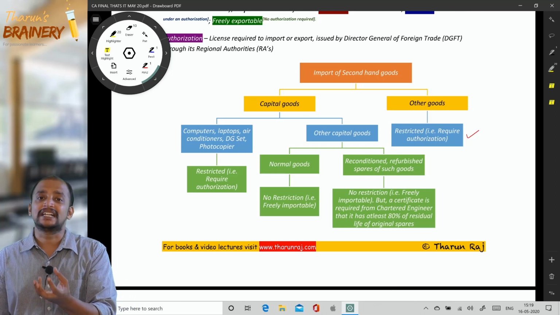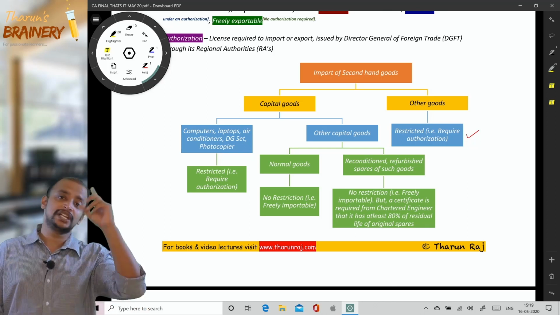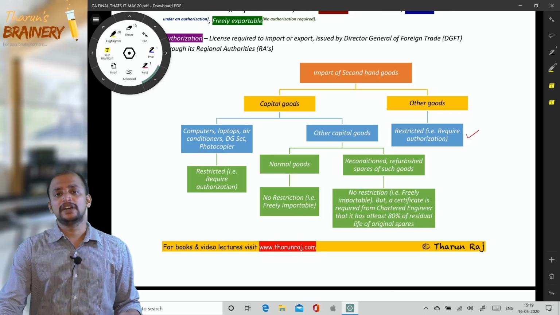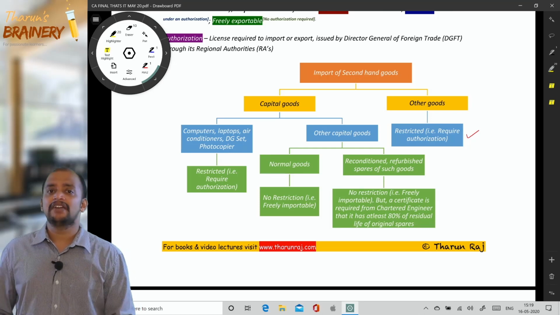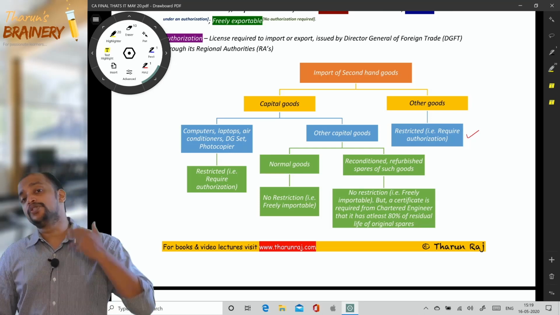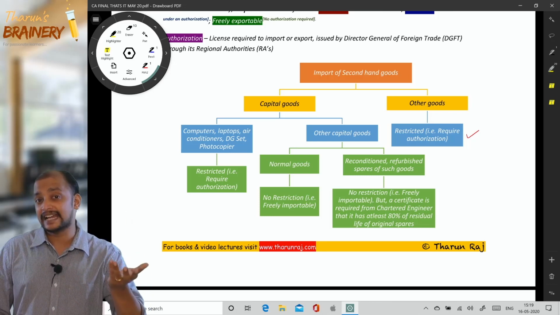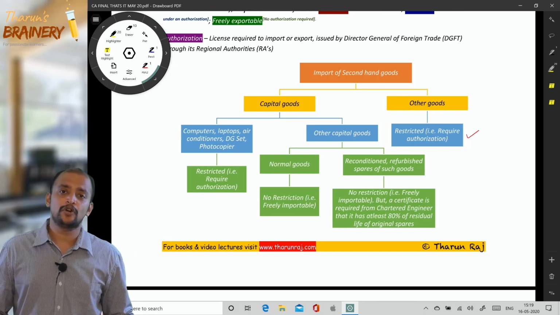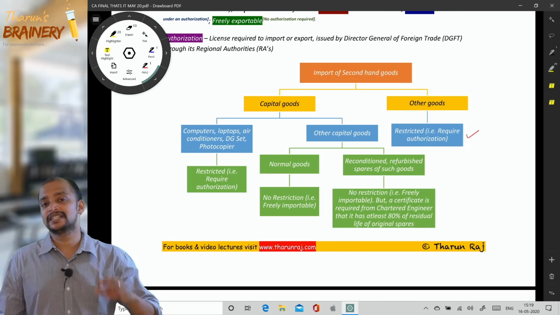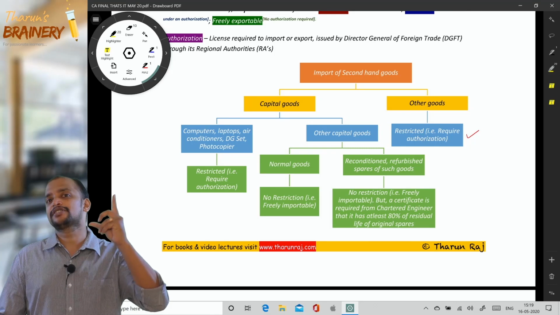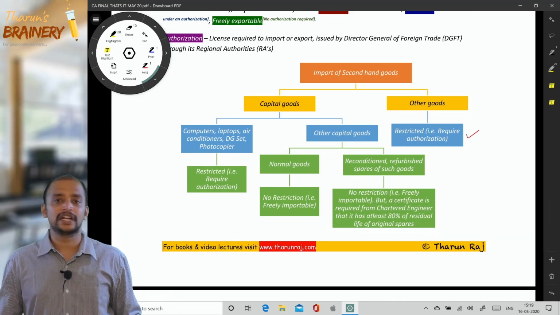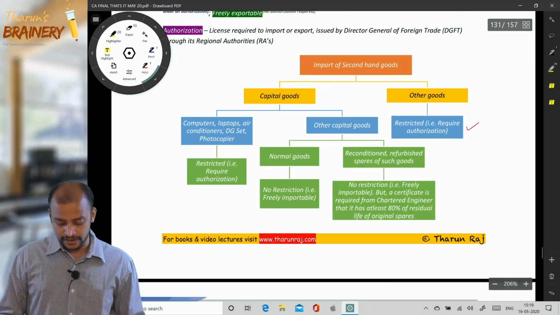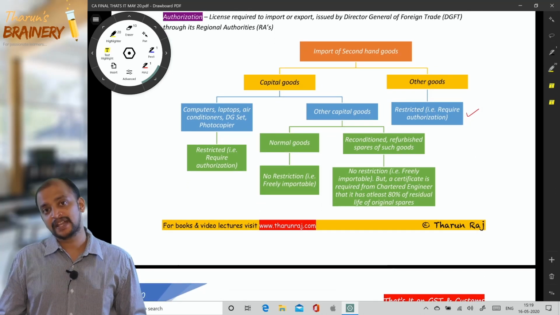That spare should have at least 80% of the original spare's value or life. That is, we are importing a spare, its life is 8 years, its original part, that is not a second hand or a first hand one, is 10 years. Now the second hand or reconditioned or refurbished one has a life at least 80% of the original life, therefore it is allowed without any restriction. So no restriction, that is freely importable.